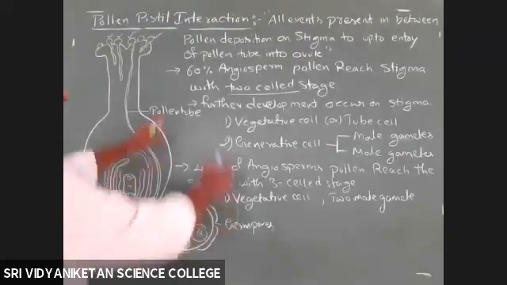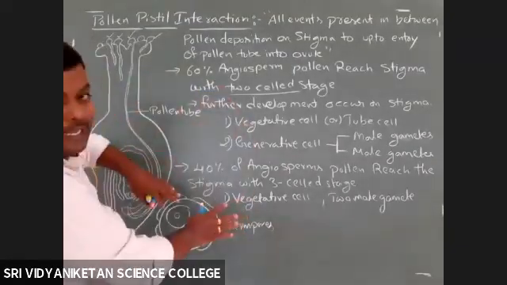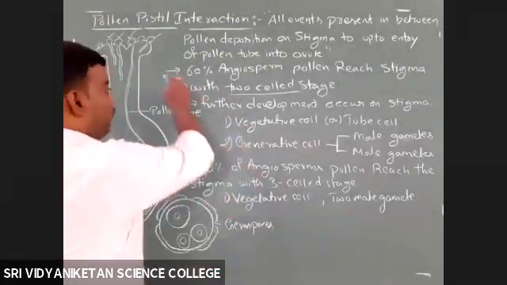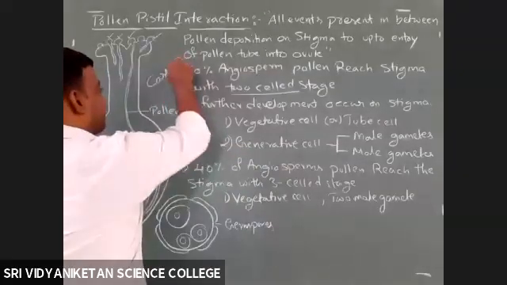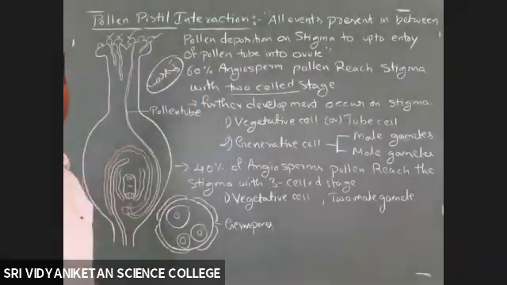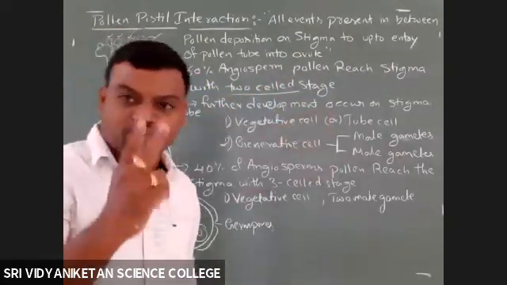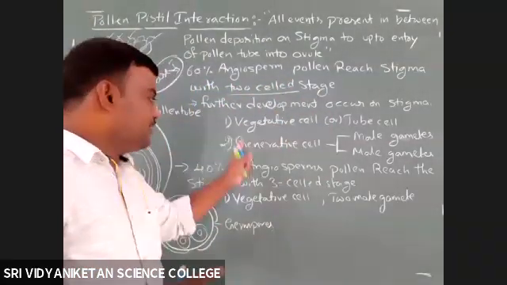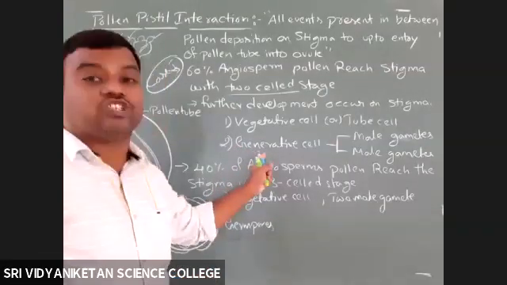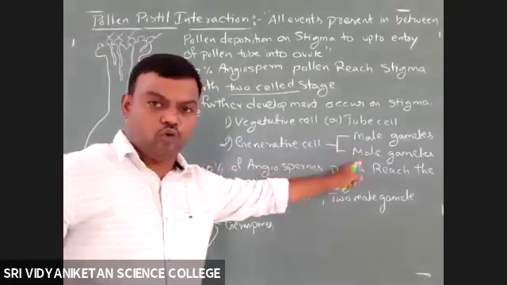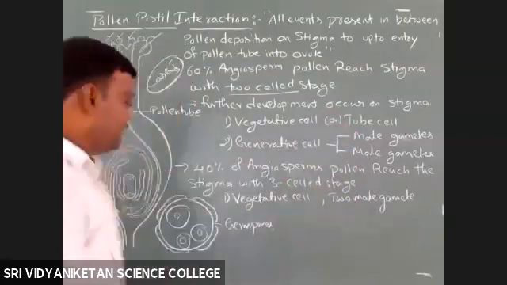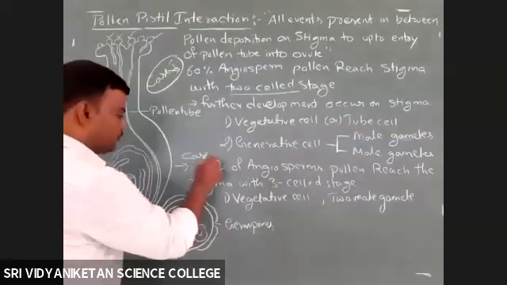Here I have written two male gametes two times. Remember, it is the first case: when pollen grains fall on the stigma at the two-celled stage, the generative cell further divides on the stigma, and then it produces two male gametes. It is the first case. Now the second case, case 2.